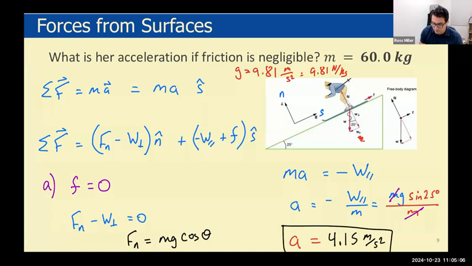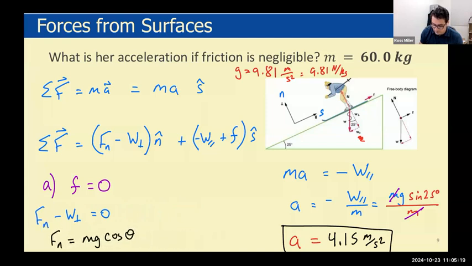And then I'm practicing solving for something else. I wasn't told to solve for the normal force, but that is something you could be asked for. So I'm going to practice it real fast. 60 times 9.81 times cosine 25 is about 533.4 newtons. Okay, so that's how you solve this sort of question.